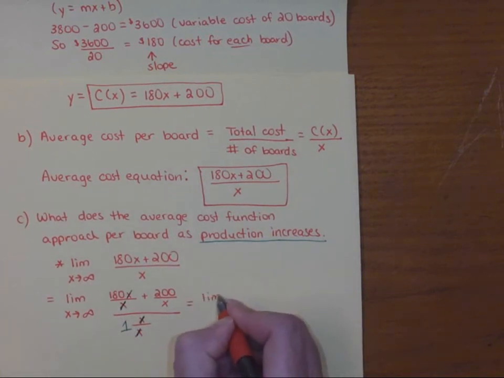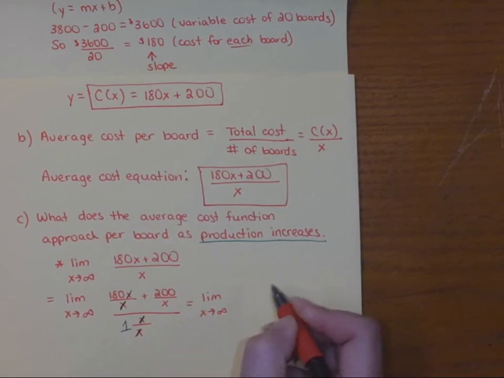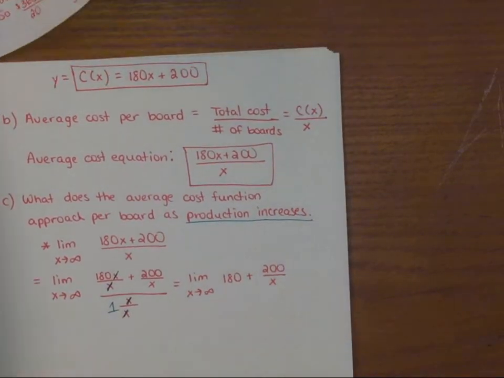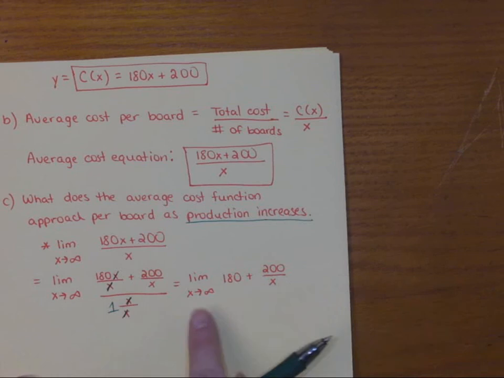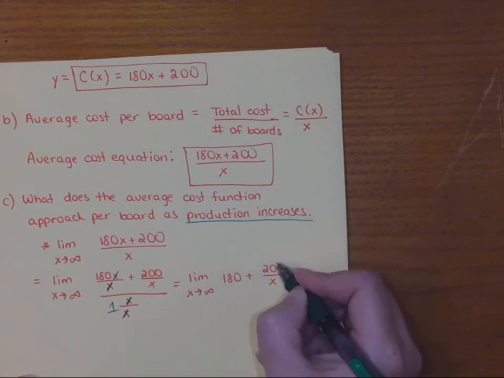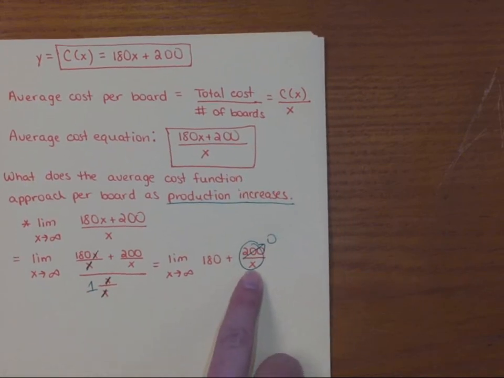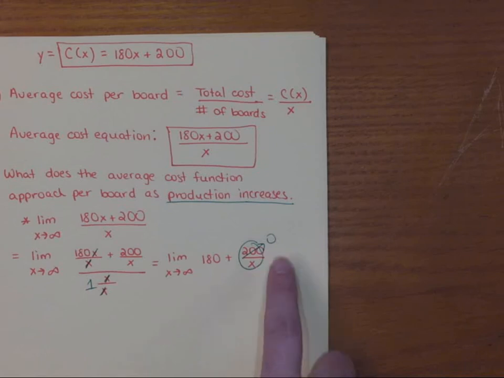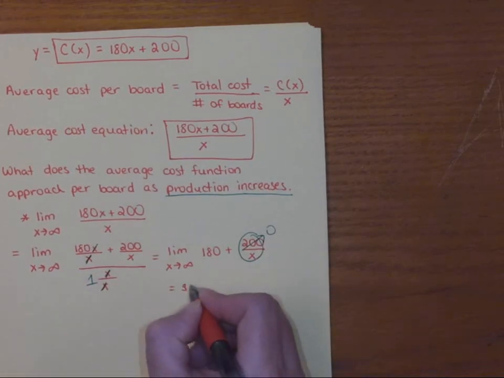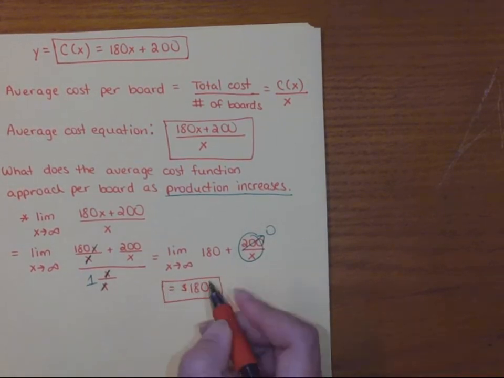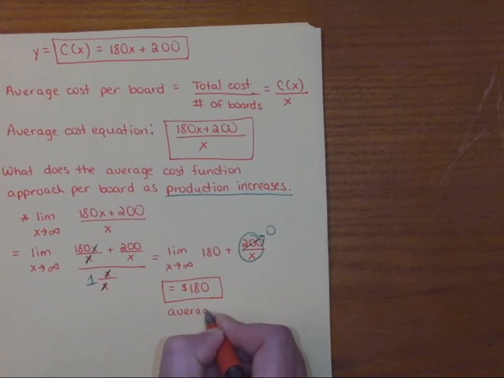So let's talk about what we have left. We have the limit as x approaches infinity of 180 plus 200 over x. Notice I didn't write over 1 because something divided by 1 is just itself. But here's my rule, right? As x gets super large, any number over x to a power is going to go to 0. So as x gets infinitely large, this $200 becomes insignificant, is what that's trying to say. And so in the end, the more boards you create, the closer to 180 the average cost becomes. This is the average cost per board.